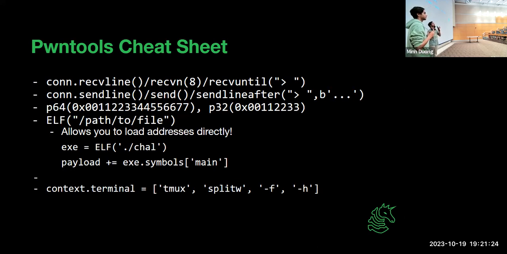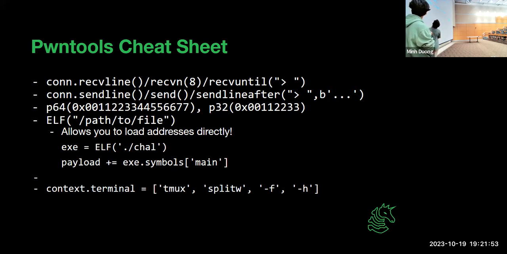There are different functions for receiving and sending lines. They are very useful depending on what the program requires. Things that you might want to use a lot are receive until, which takes a specific delimiter, and send line after, which does the same thing but then immediately sends the line. If your Pwn Tools script halts with one of these calls, that means you haven't typed the delimiter correctly and it's still waiting for it.